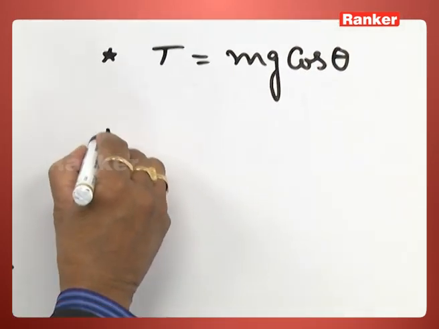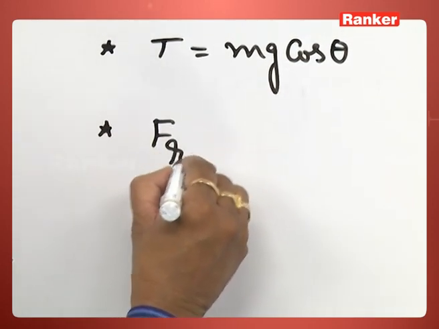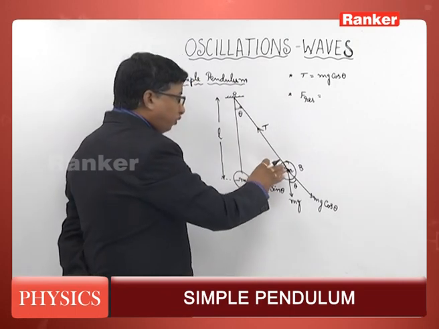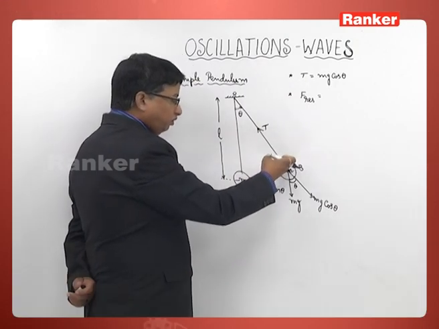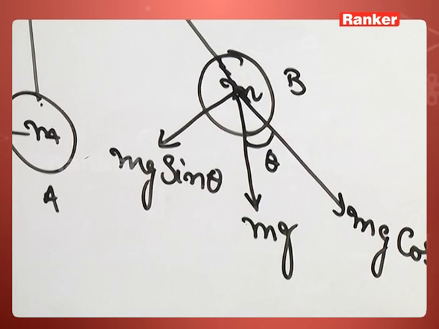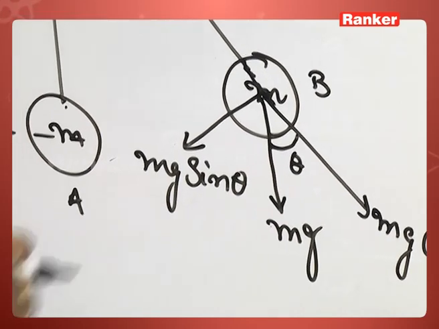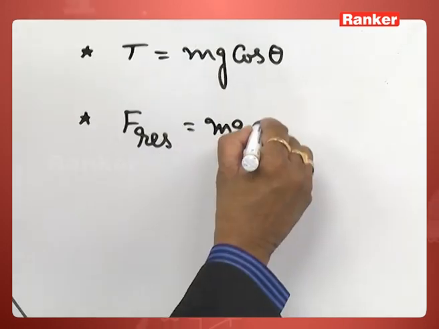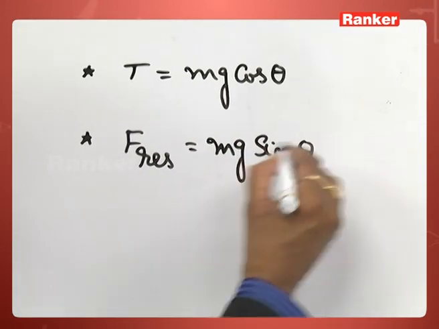Come to the next one please. What is the resultant force acting on the bob, or what is the force by means of which the bob is trying to come back to its normal position of rest? That of course is mg sin theta. This is what one has to remember.